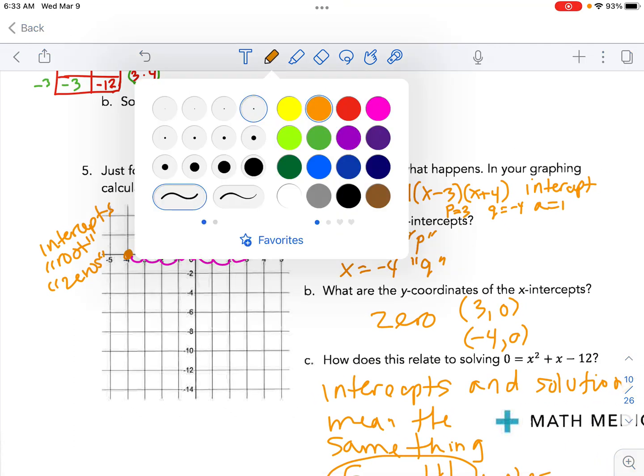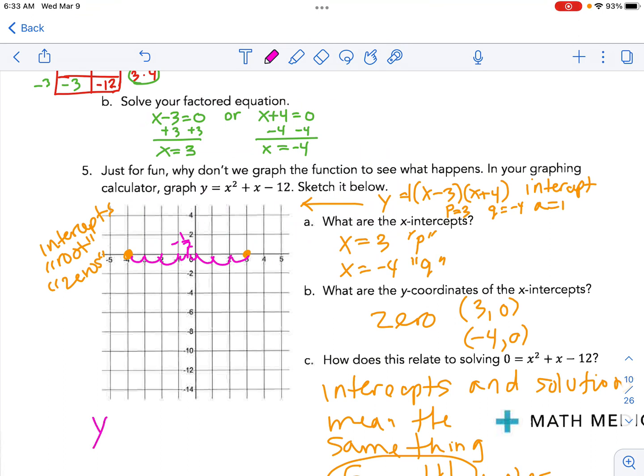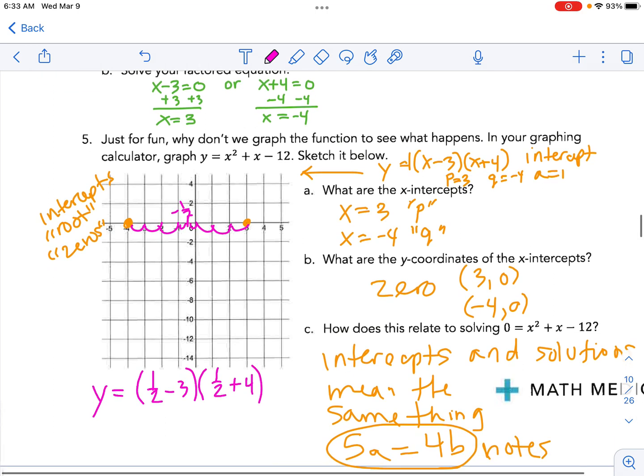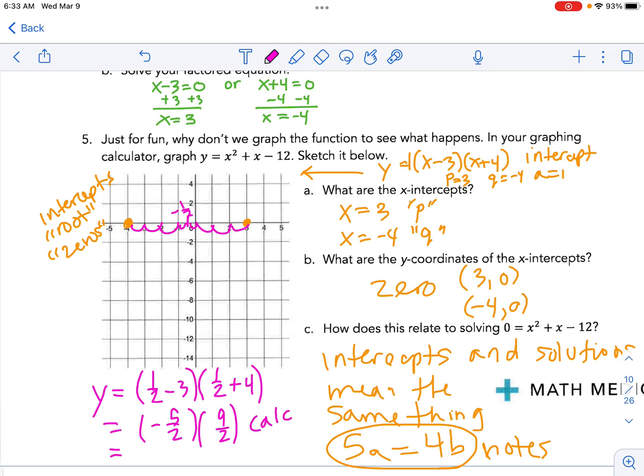We could say, well, hey, I've been down this road before in section 6.2. If x is equal to negative a half, then a half minus 3 and a half plus 4, when I multiply those together, then I can get my y-coordinate of my vertex. That's minus 2.5, that's 5 halves, and this is 9 halves. I would do this on a calculator and get a decimal. Negative 45 over 4.